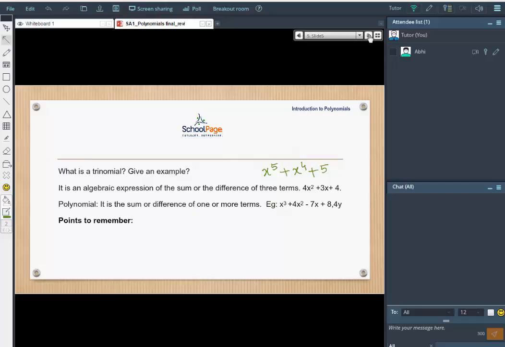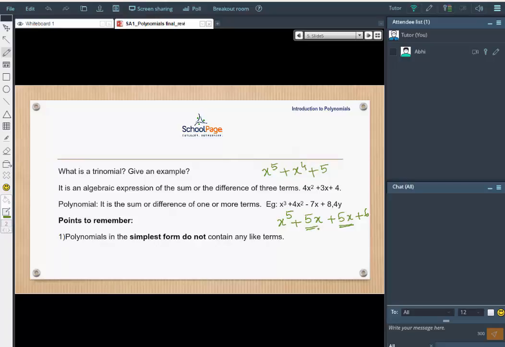Now let us see some points to remember. A polynomial in its simplest form should not contain any like terms. This means that if you have an expression like x raised to 5 plus 5x plus 5x plus 6, then here you have two like terms.